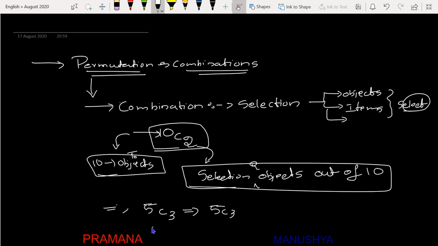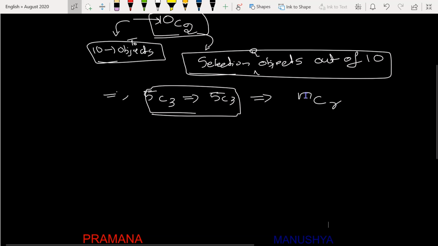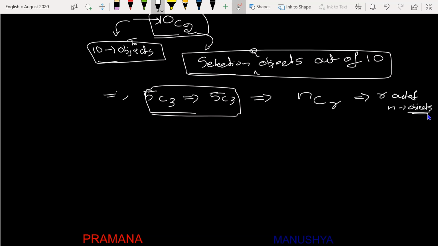Okay, my dear friends. So this is kind of numerical oriented. You can symbolically represent it as nCr. So what does this nCr mean? nCr means selection of r objects out of n objects, specifically n distinct objects. So this will be directly given by this formula.